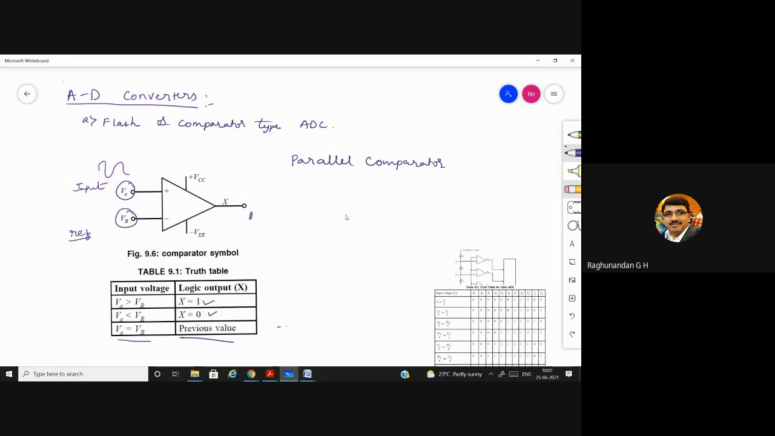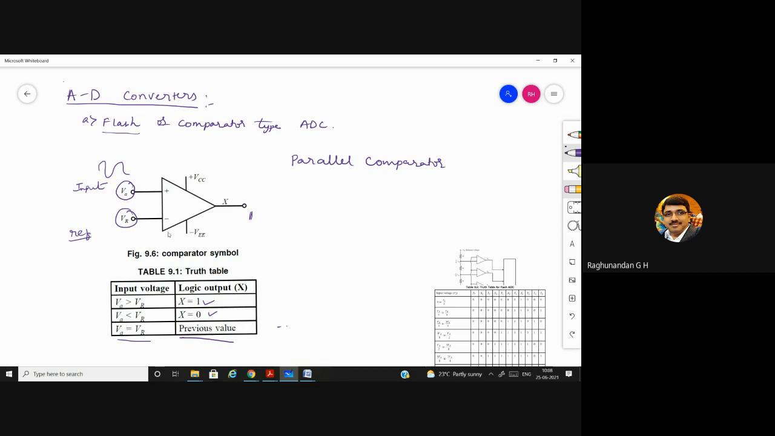It is the fastest, one of the fastest comparators we have. That's why we call it flash. The name flash is given for that purpose only, because it is one of the fastest ADCs which we have. This flash type ADC can be improved further.